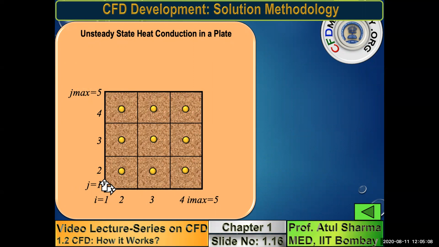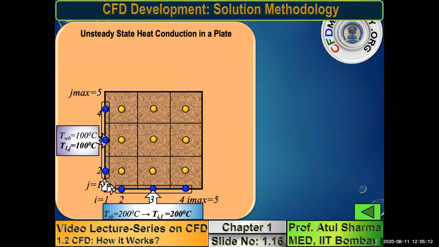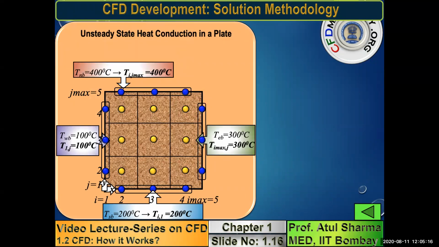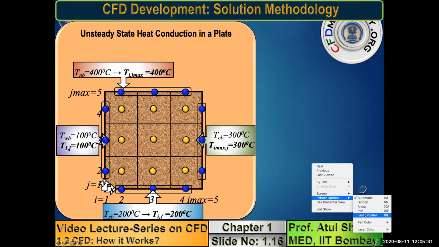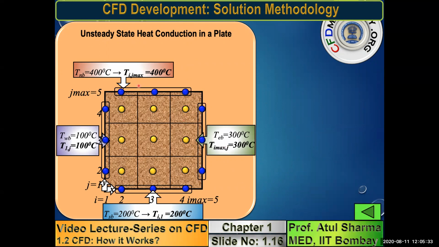Let us consider a plate whose left wall is maintained at 100 degrees centigrade, bottom wall is maintained at 200 degrees centigrade, right wall is maintained at 300 degrees centigrade, and top wall is maintained at 400 degrees centigrade. So with this boundary condition, you already know the temperature of the blue circle on the left wall is 100, bottom wall is 200, right wall it is 300, and top wall it is 400. Now, what is the temperature of the yellow circle?